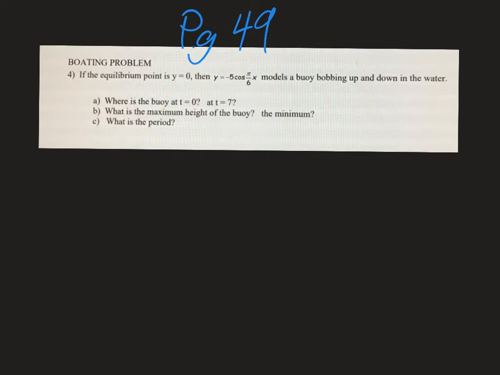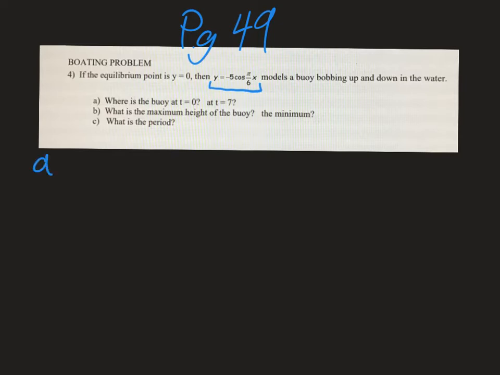It says, if the equilibrium point is y equals 0, then this equation, y equals -5 cosine pi over 6 x, models a buoy bobbing up and down in the water. If you don't know, a buoy is a float that they use in oceans to measure distances and stuff. They want to know where the buoy is at time 0 and time 7. This one's super simple. They've actually given us the equation already.